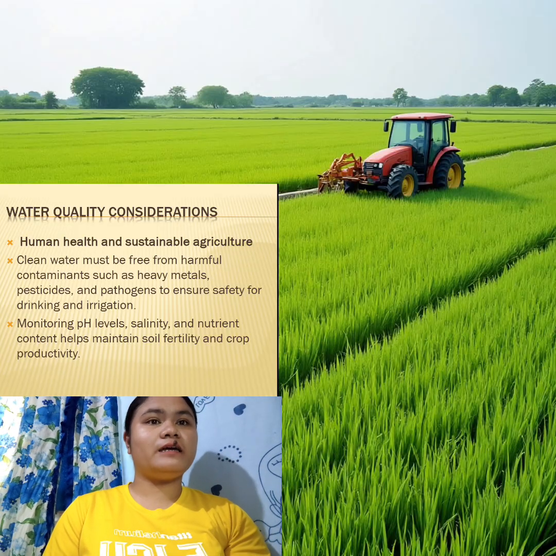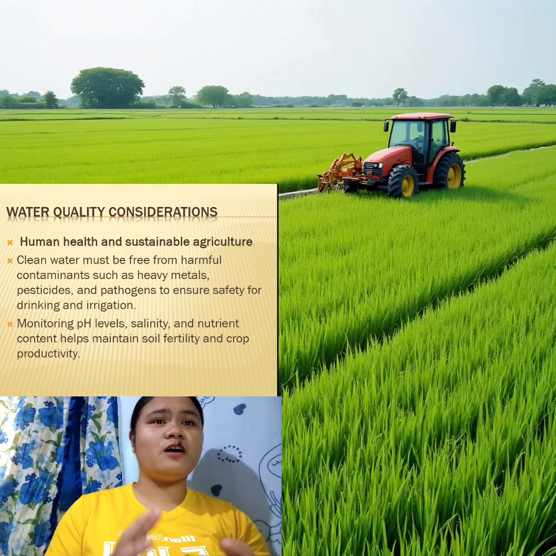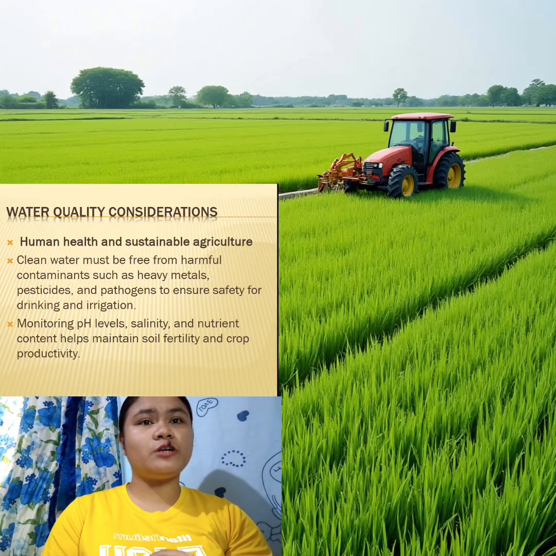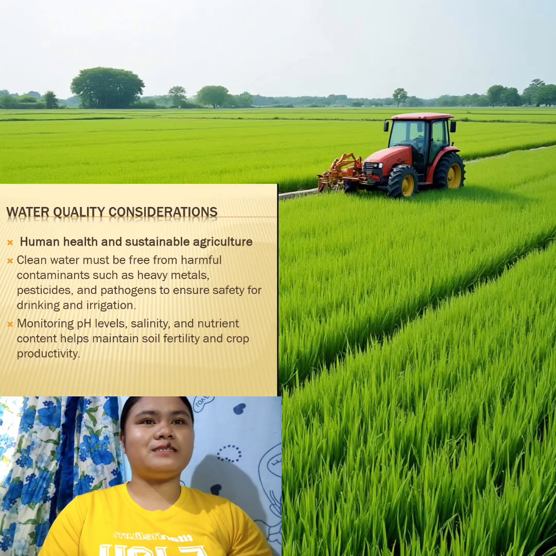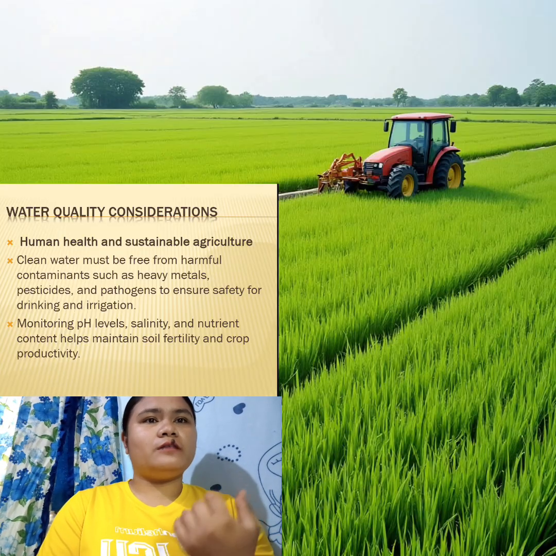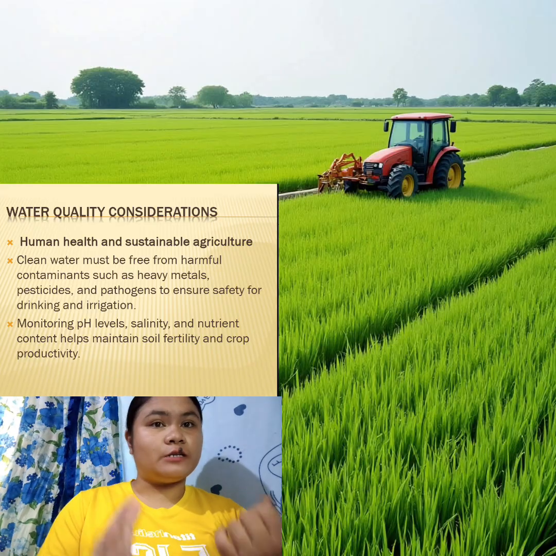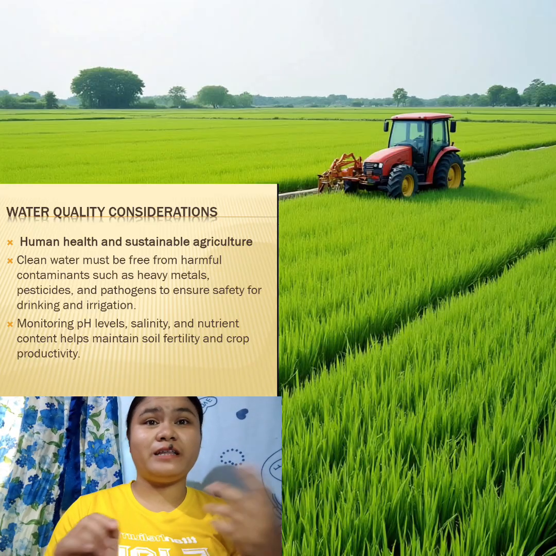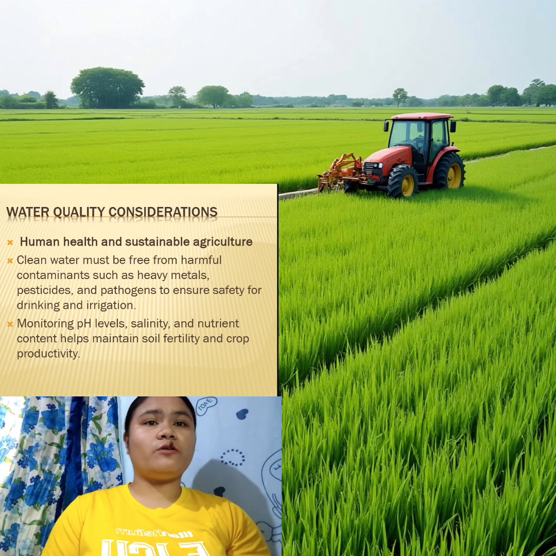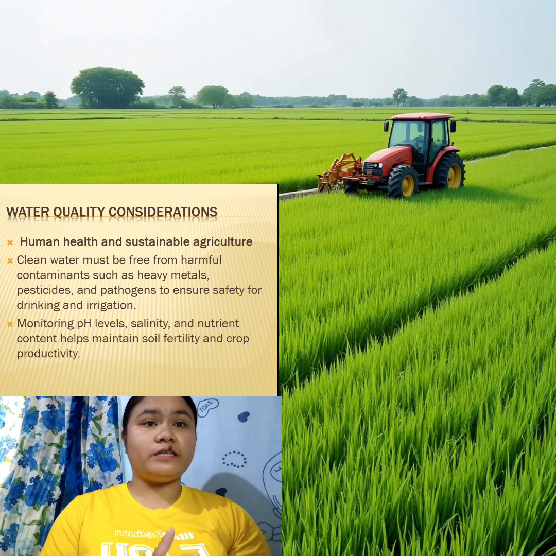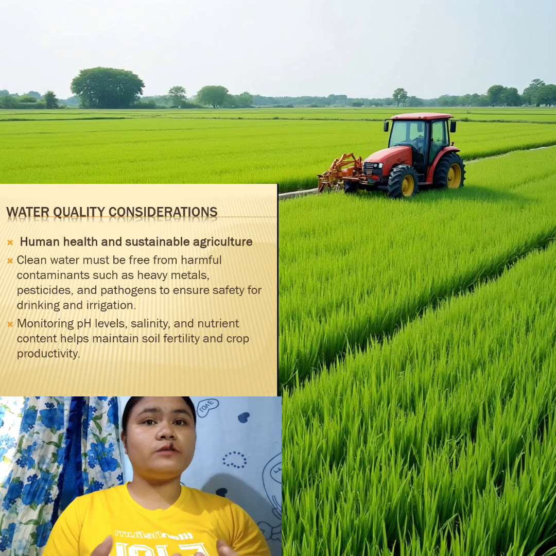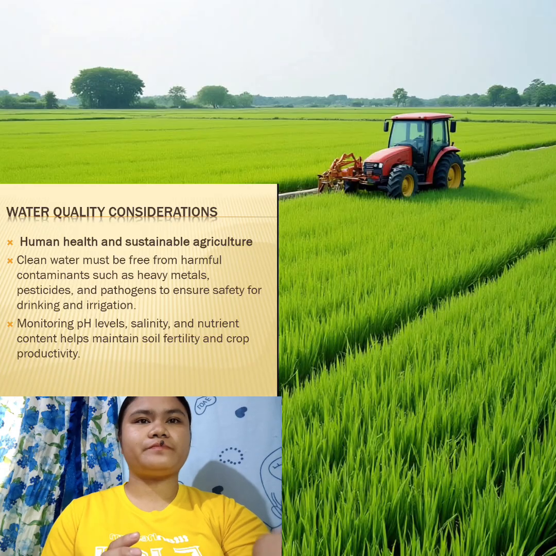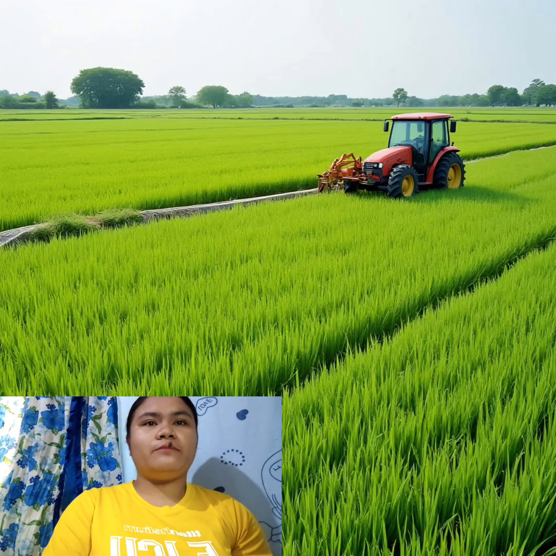Salinity is the concentration of salts in the water that can damage the soil structure and reduce crop yields. Nutrient content in water, such as nitrogen, can be beneficial in small amounts but harmful in excess. Regular water quality monitoring helps maintain soil fertility and ensures that crops continue to be productive season after season. Next is the watershed management principles.